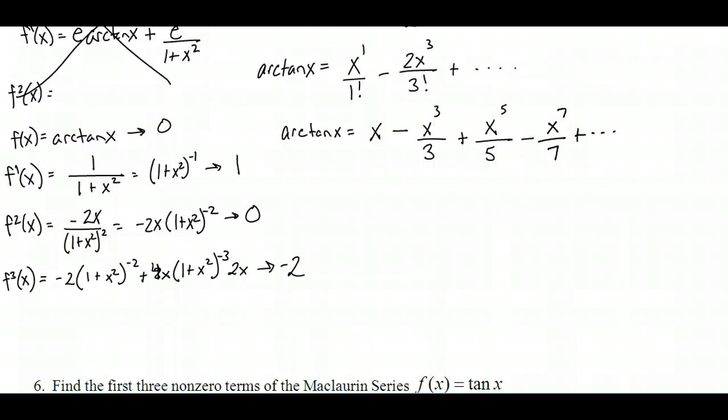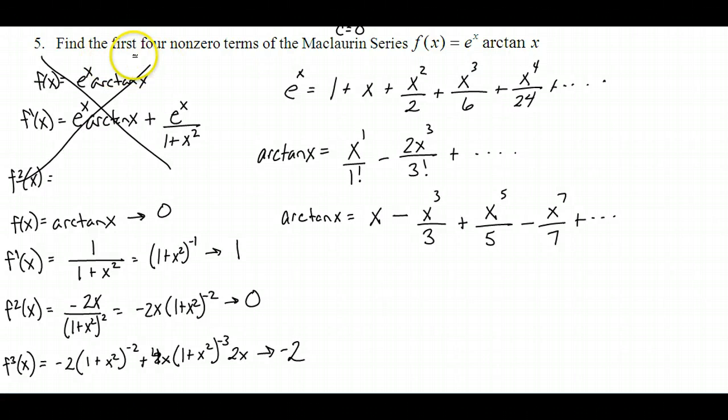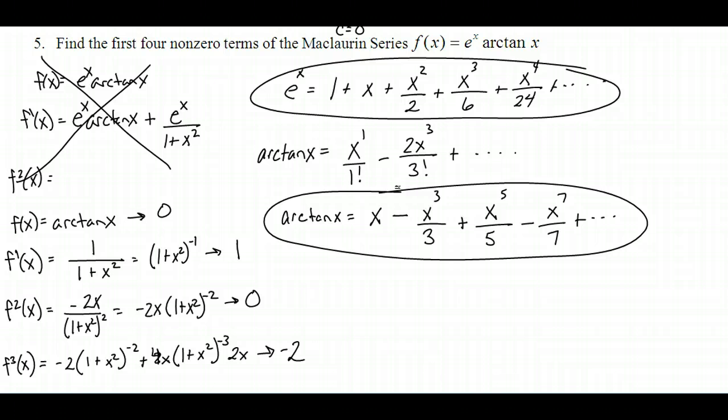Okay, so we've done a whole heck of a lot of work here and not even close to solving what the problem is. We only want the first 4 non-zero terms of this Maclaurin series. It does not say to write out a power series. You want your first 4 non-zero terms. So what we're going to do is basically take this polynomial for e to the x times this polynomial, arctangent x, and we have to figure out what our first 4 non-zero terms would be.